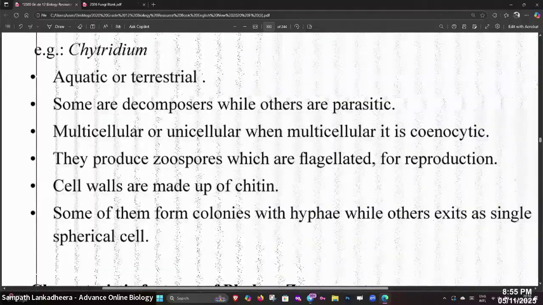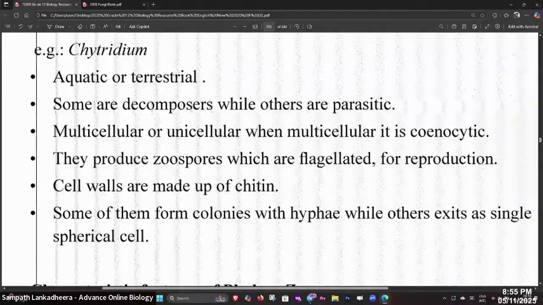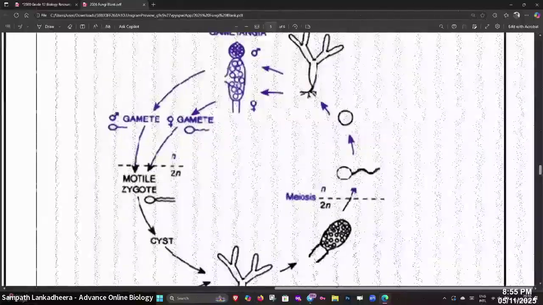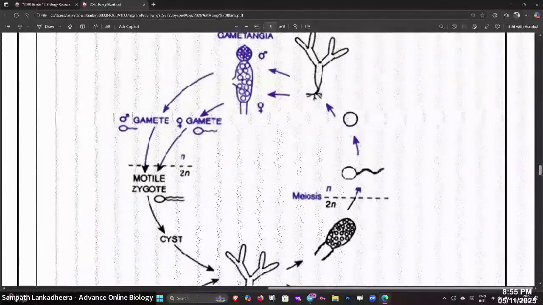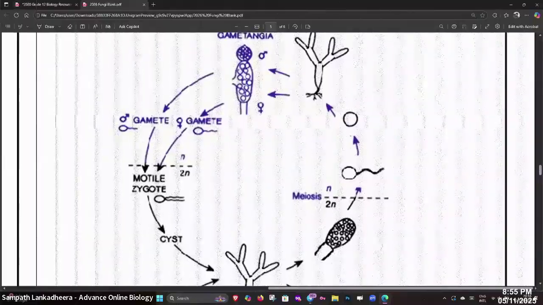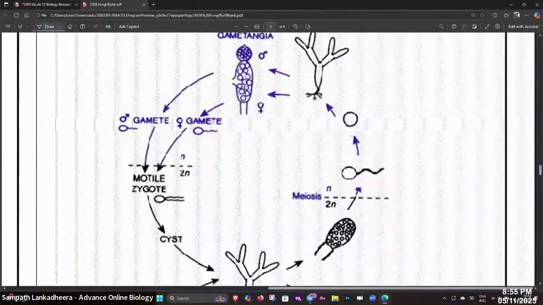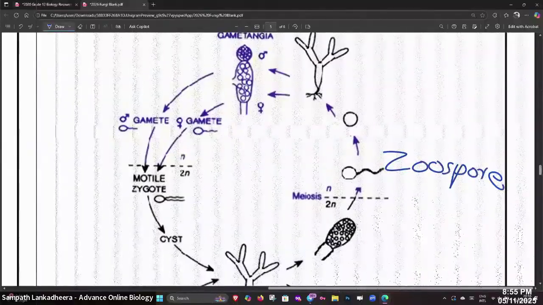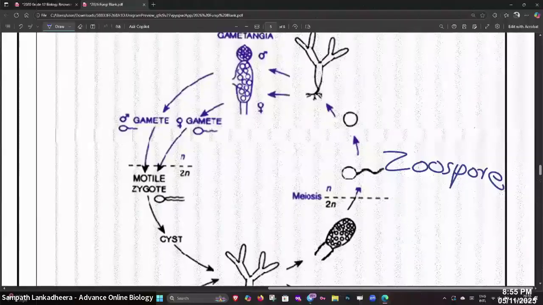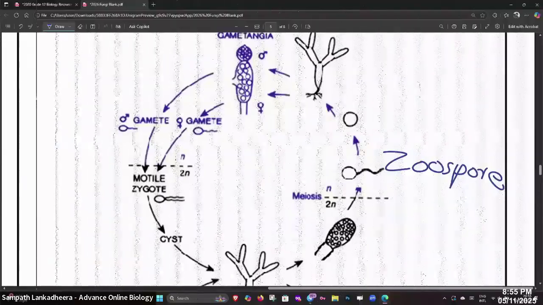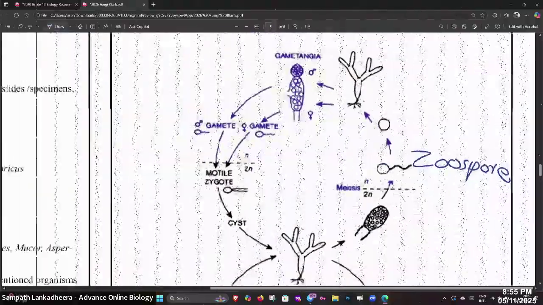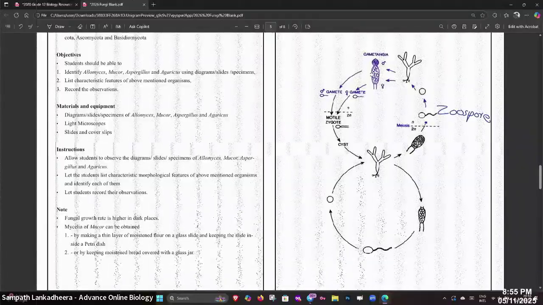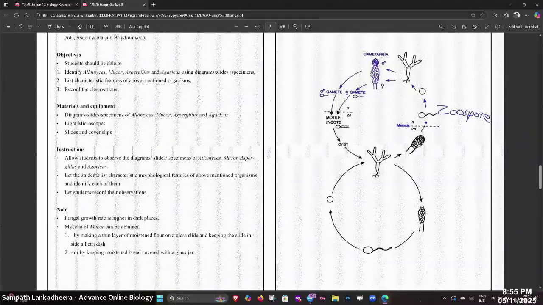They produce zoospores. Zoo means animal, so their spores are animal-like spores. What do you call this? You call this a zoospore. Chytridiomycotes have zoospores. So let's look at this life cycle.